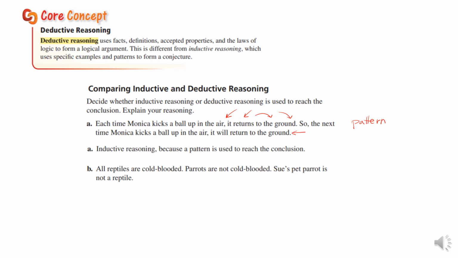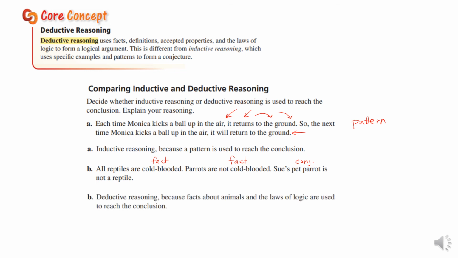Okay? All reptiles are cold-blooded. This is a fact. Parrots are not cold-blooded. This is a fact. So I made a conjecture that Sue's pet parrot is not a reptile. Therefore, I used deductive reasoning because facts about animals and the laws of logic are used to reach the conclusion.